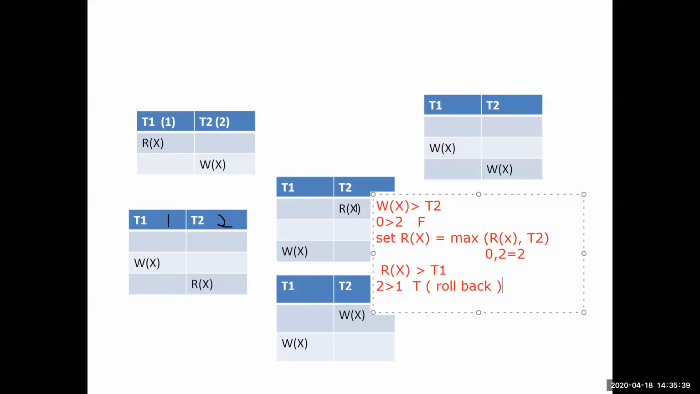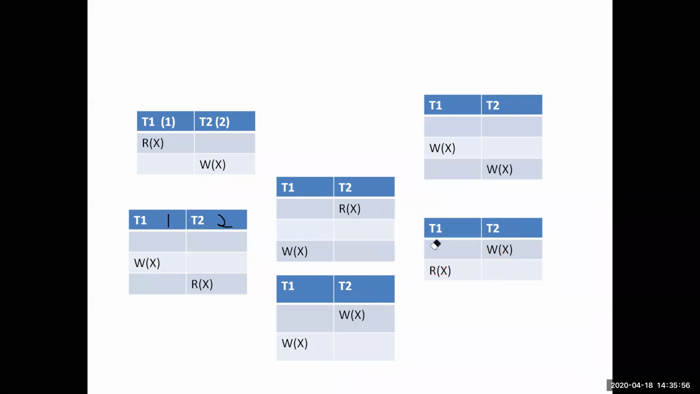So T1 comes first, T2 comes later, but T2 performs the read operation first. This we call a dirty read operation. And then T1 performs write of X. Such transactions will fail. The same conditions will happen with the other T1 T2 cases.